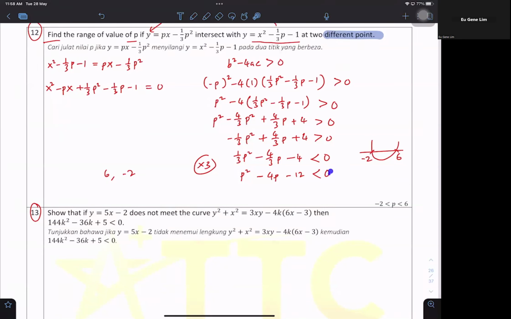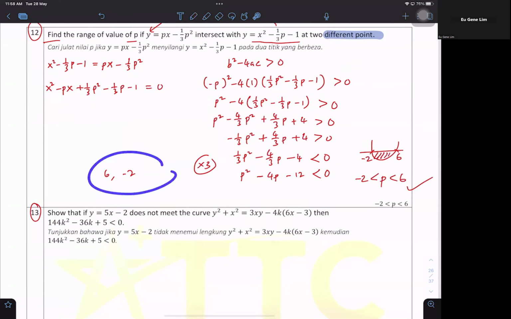And then you look at the symbol. The symbol is smaller than 0. Smaller than 0, you shade inside. So what is the answer? P in between -2 and 6. Done. That's the answer.